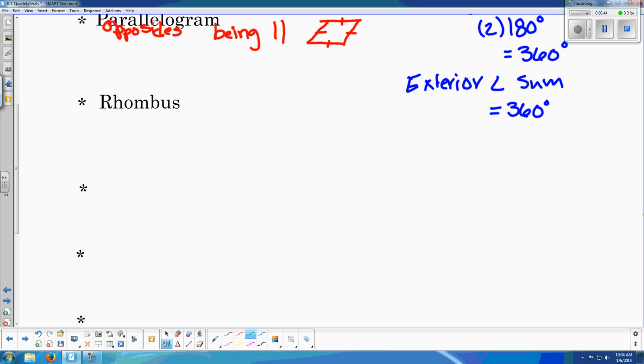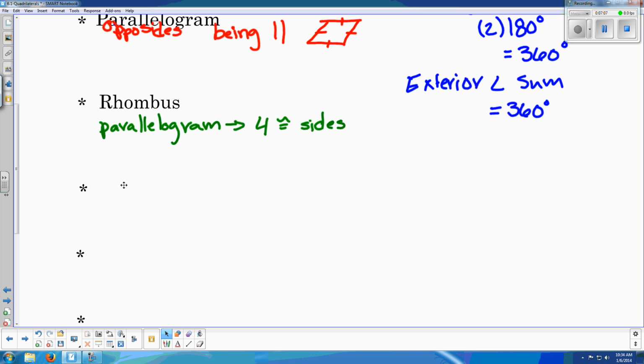Now, I already said a rhombus is a type of parallelogram, so that means we know that the opposite sides are parallel. Now, the other thing we need to know about a rhombus is it has 4 congruent sides. Now, the angles do not have to be congruent, but the sides do have to be congruent. Now, the other side of that is our rectangle, which again is a parallelogram.